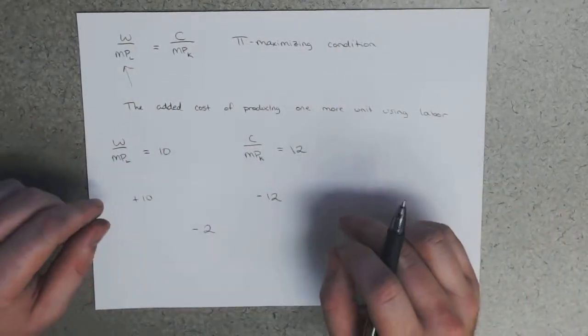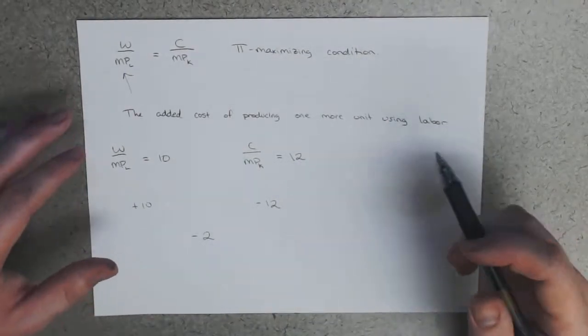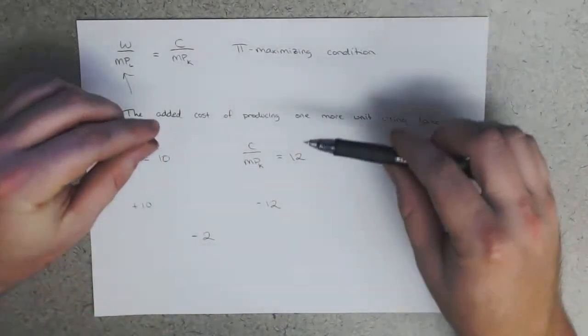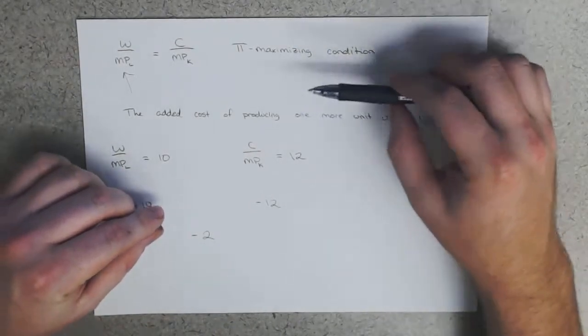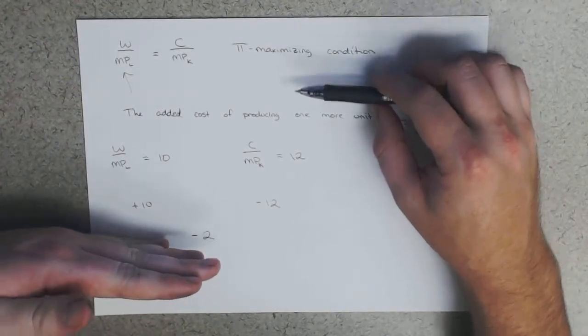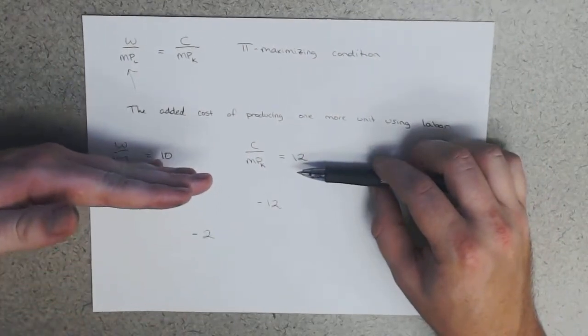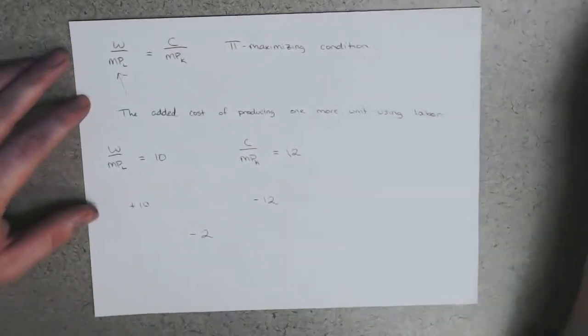We would continue to do such an exercise, hiring fewer machines and more workers until they equaled, right? So if C over MPK is higher than W over MPL, we want to reduce K and raise L, okay? And we want to do that until they're exactly equal.